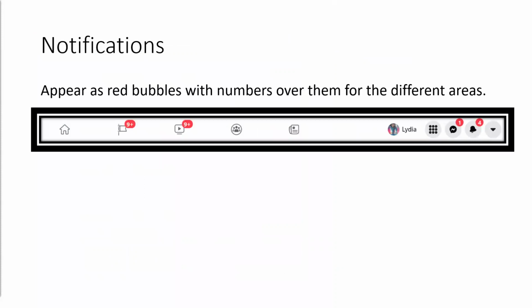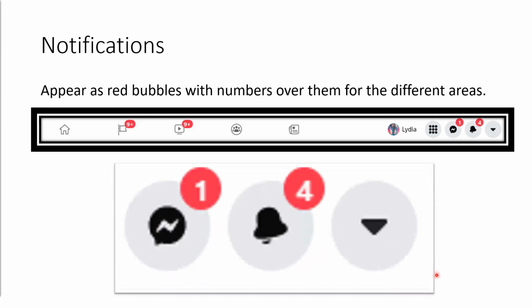Now notifications. Notifications are generally something you want to take a look at. It's something to be brought to your attention, right? And they appear as red bubbles with numbers over them for the different areas with which they correspond. But the most important one I've just kind of blown up for you here from this section over here is the messenger notifications and the general bell notifications. Messenger notification means that someone has sent you a message on Facebook. So someone is directly trying to get into contact with you specifically.